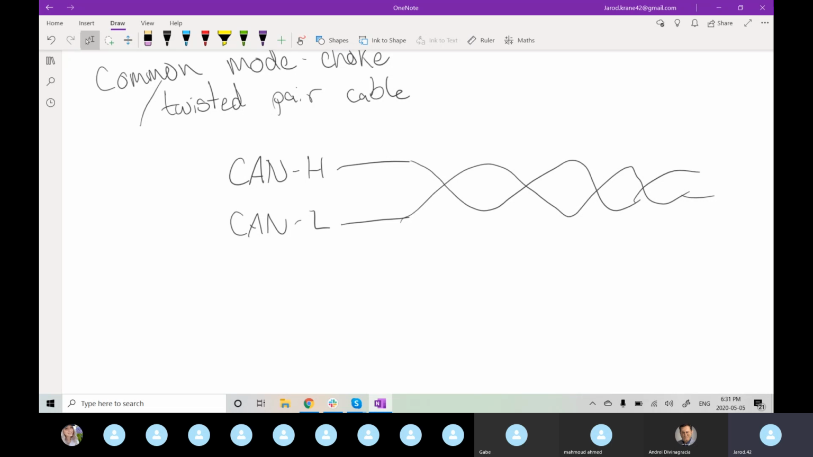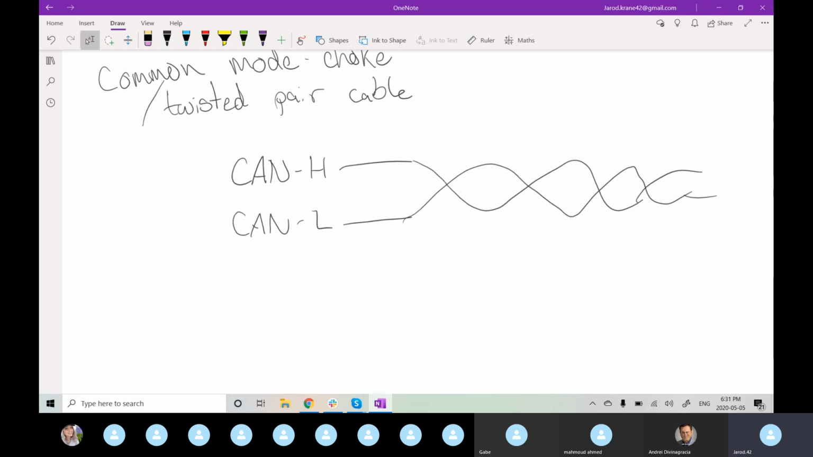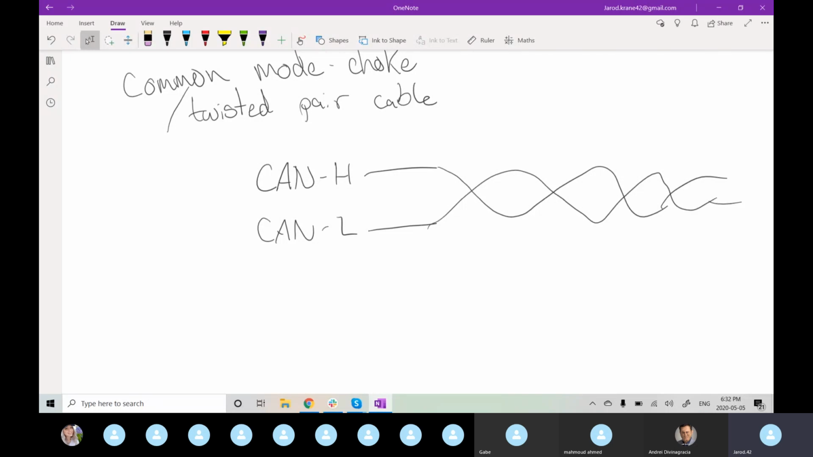But that's a slightly different use case. That's filtering on a communication line, since all of your pairing is just going to be wire sent out.